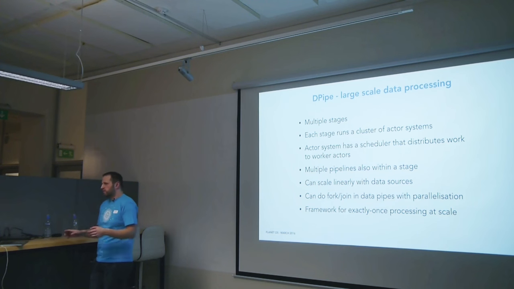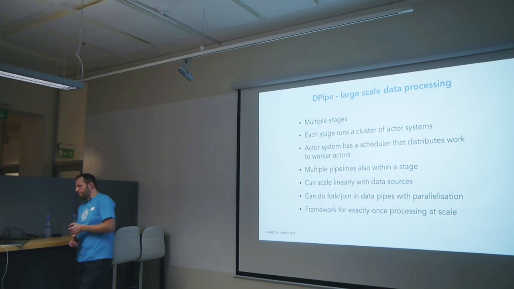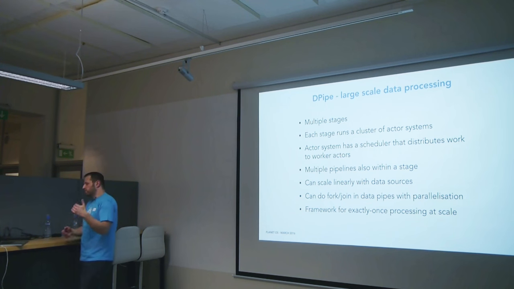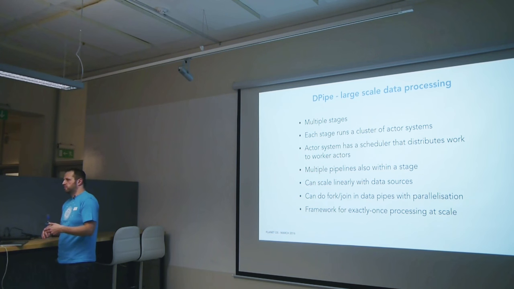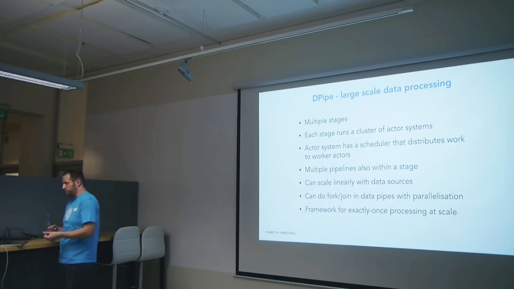We use Kafka to communicate messages between the different stages. Within a stage, you can have multiple pipelines, again, in order to facilitate getting high priority data out first. The good things about the system is that we can scale linearly with the number of data sources, due to the fact that, this is actually something that Akka helps with quite a lot. We can do forks and joins in the data pipeline. So you can control parallelism very carefully to enable, again, more parallel processing to get to the end result faster. And the thing that we are very proud of is that we also have a framework for exactly once processing that actually scales linearly, which is a very, very nice thing to have.